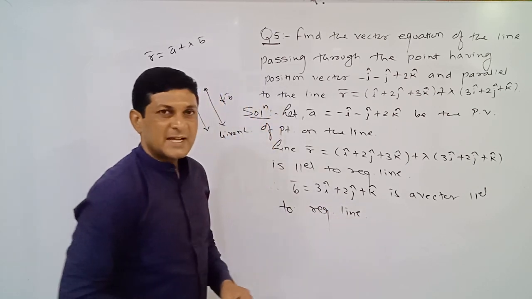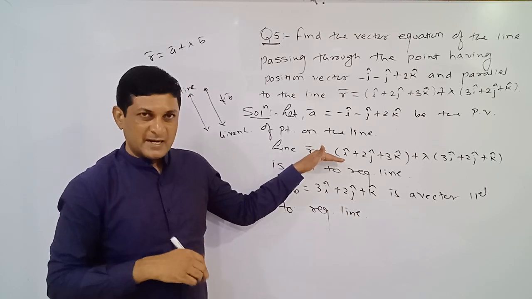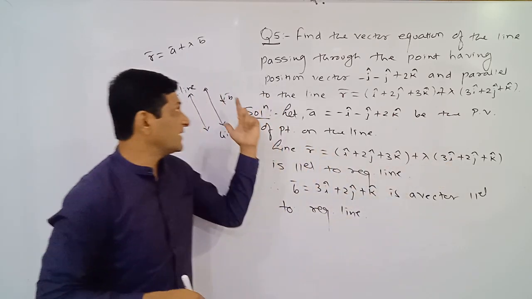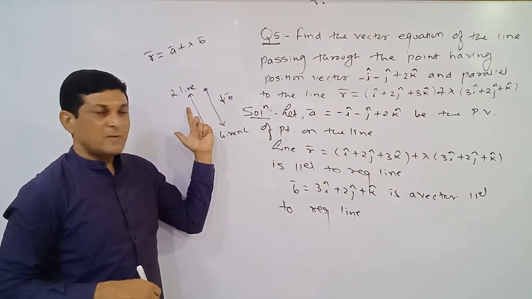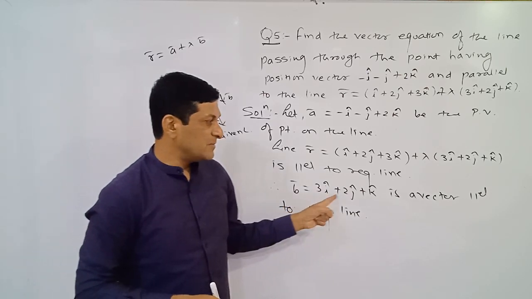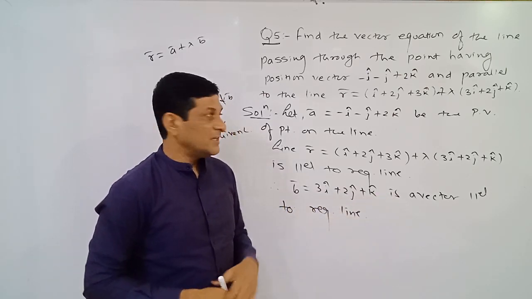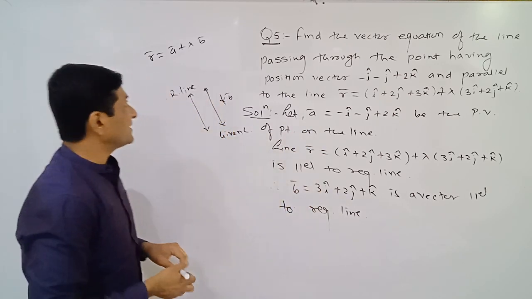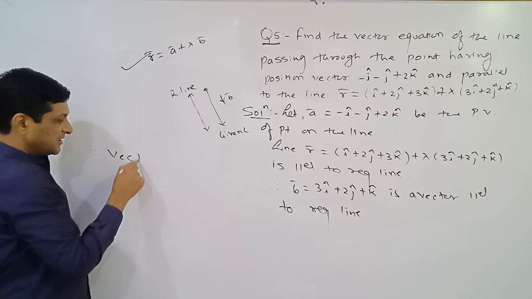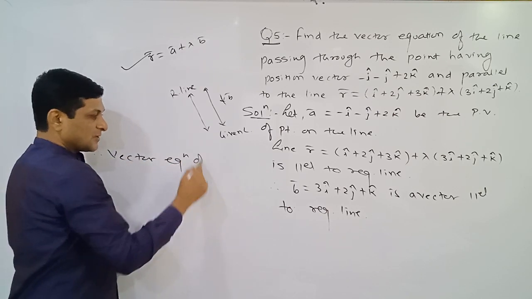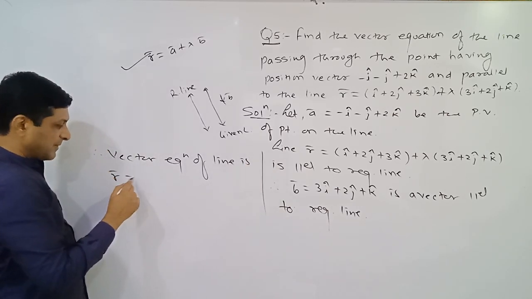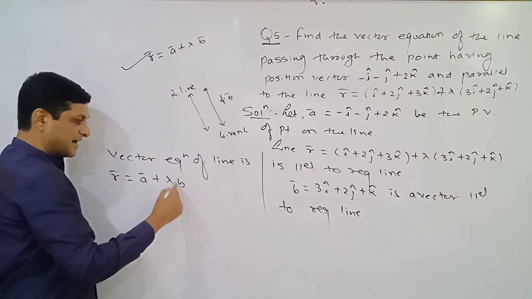It is given to us that this line is parallel to the required line. So this is the vector parallel to the given line. But the given line is parallel to the required line, which means we can say that b bar is also parallel to the required line. So therefore b bar is parallel to the required line. If a bar and b bar are known to us, then the vector equation of the line can be found by applying this formula. So the vector equation of the line, what is the formula? R bar is equal to a bar plus lambda b bar.